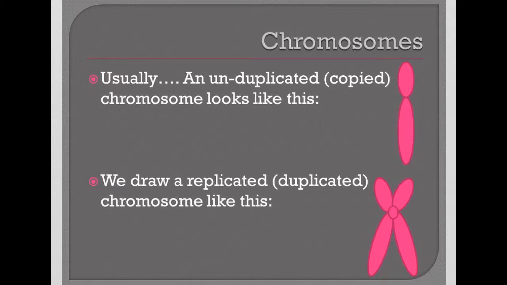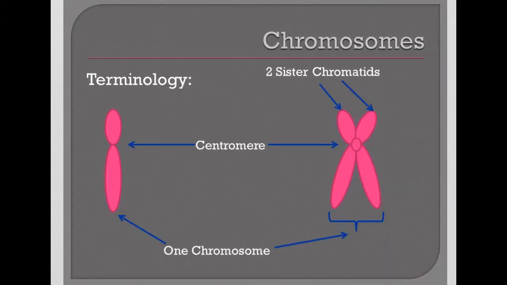Just some chromosome terminology here. Usually an unduplicated, so uncopied, chromosome looks like this, and we can use the word replicated or duplicated chromosome as such to the right. You should note that cutting it down the middle like that gives you both of these. So again, if we go through DNA replication, we now have a double set of our DNA, and that's what it looks like. Some terminology.